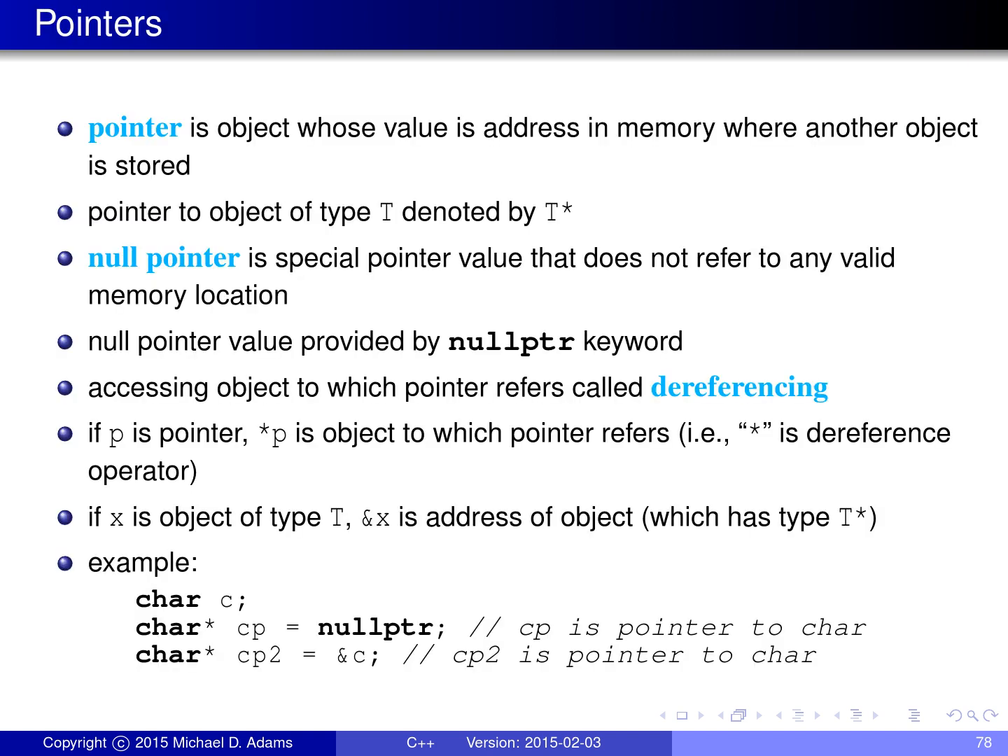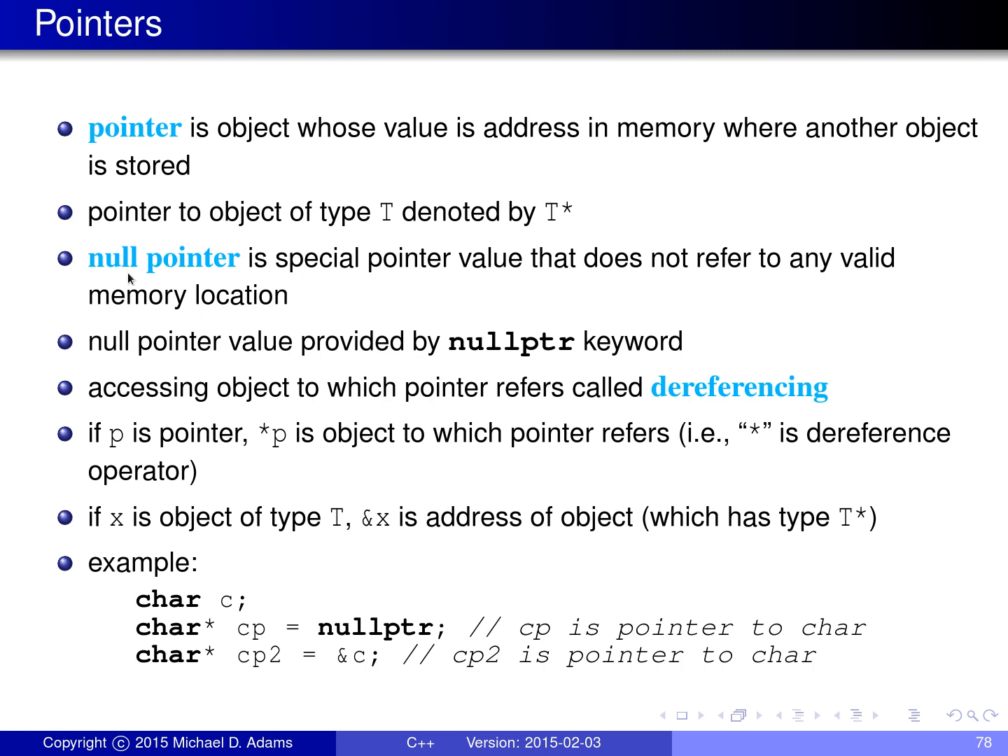The next concept that I need to introduce is the notion of a pointer. A pointer is an object whose value is the address in memory where another object is stored. And in the language, pointers are denoted by a star. So for example, if we have an object of type t, so for example, maybe t corresponds to int, if we want to denote pointer to int, we would say int star. In other words, we just put a star after the type name, and it changes the type from the original type t into a pointer to type t.